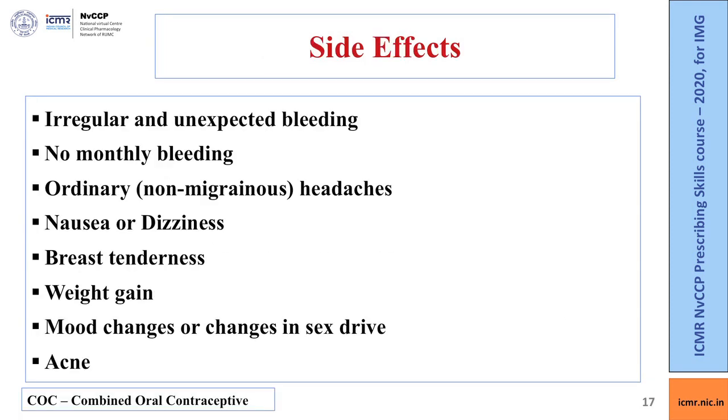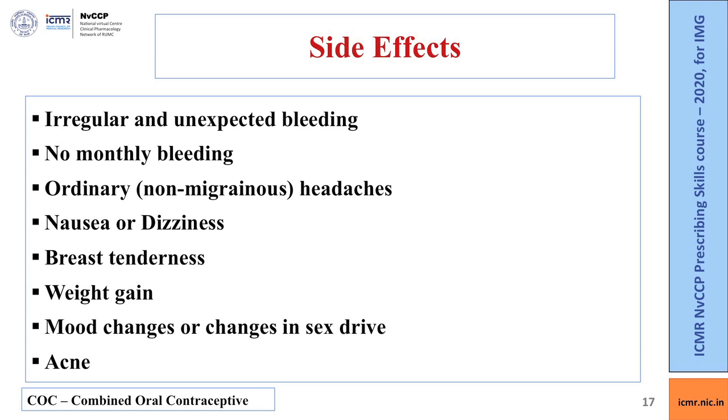In case of irregular or unexpected bleeding, reassure the woman, evaluate other causes of bleeding, check the possibility of drug interactions, advise her to take the pill at the same time every day, and change to a different COC formulation if needed. Further evaluation is needed if the bleeding continues. If there is no monthly bleeding, then evaluate for pregnancy.